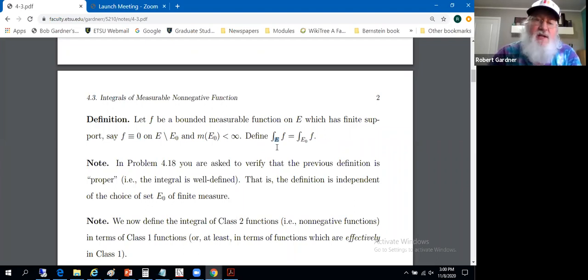So we have to take it as a definition. One of the exercises, problem 4.18, you're asked to verify that this definition is proper, that is, that the integral is well defined.